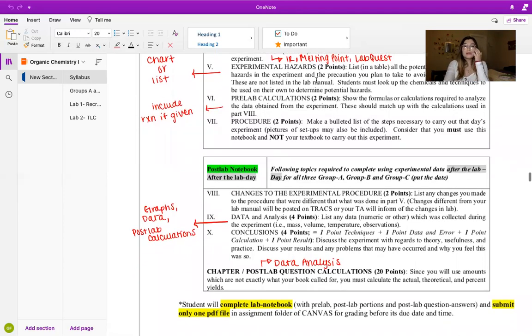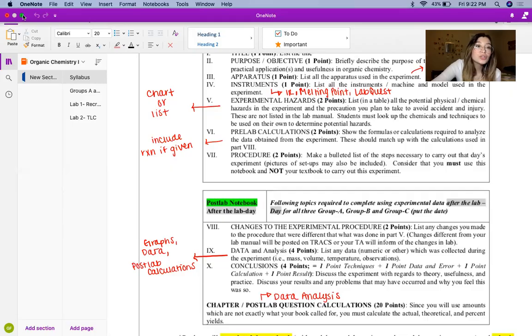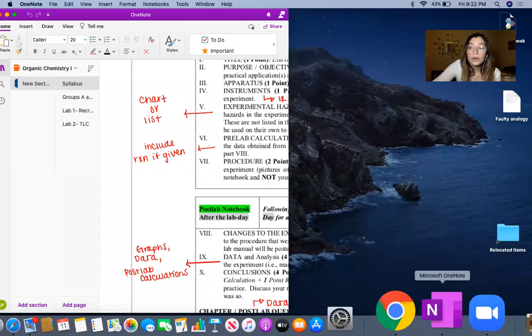For experimental hazards, this is the one I said I was going to be pushing a lot, because it shows that you know what you're going to be working with, and you know that it's corrosive, or that it can burn you, or that it can stain you. This part is really important. You can either do it as a chart or a list. Let me show y'all what I mean by a list.